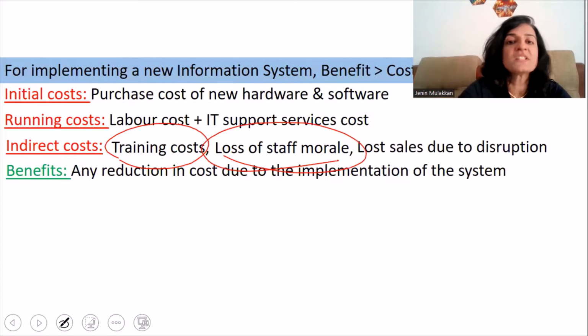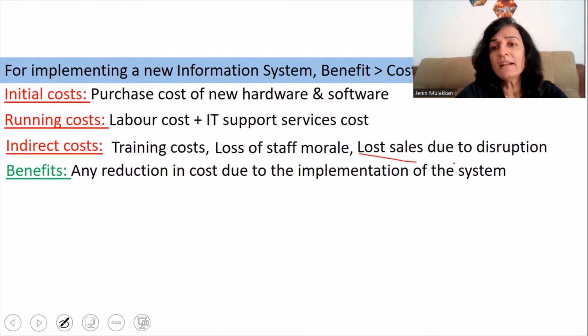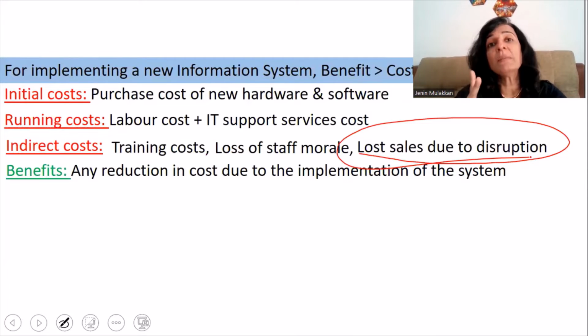Likewise, loss of staff morale. Now, whenever there is any change of information system, maybe it will affect the staff morale. Maybe some of their work is getting automated. So staff might get scared whether we will lose our job in future. Another indirect cost is the lost sales due to disruption. Now, whenever we are implementing a new information system, the operations of the organization will have to be halted. If not halted, at least it will go at a slow pace because of the shift to the new system. So that is the point mentioned here, lost sales due to disruption.